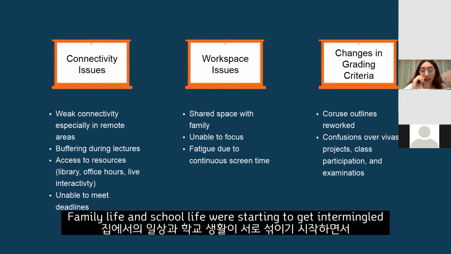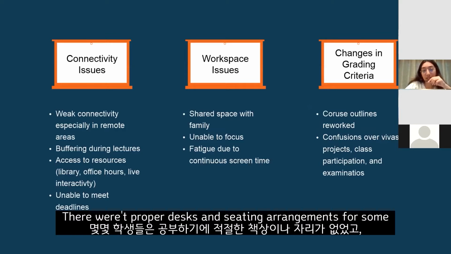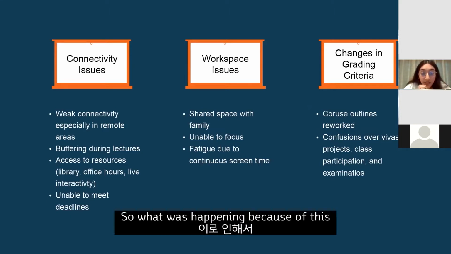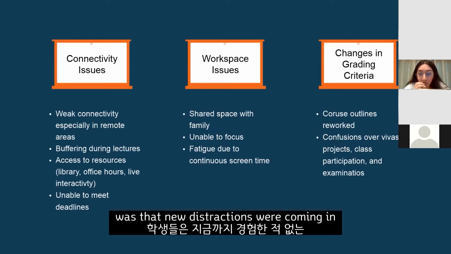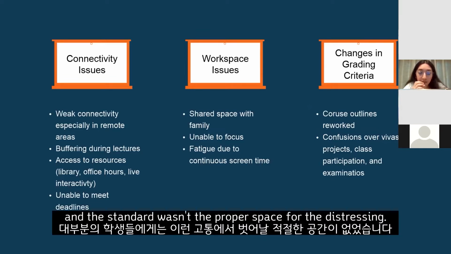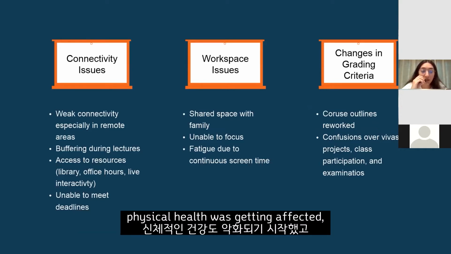At home, family life and school life was starting to get intermingled, and it became really difficult to balance the two. There weren't proper desks and seating arrangements for some, or even a separate room to study in peace. So new distractions were coming in for students that they hadn't faced before, and this time there wasn't a proper space for de-stressing. Student mental health was getting really affected. Physical health was getting affected.